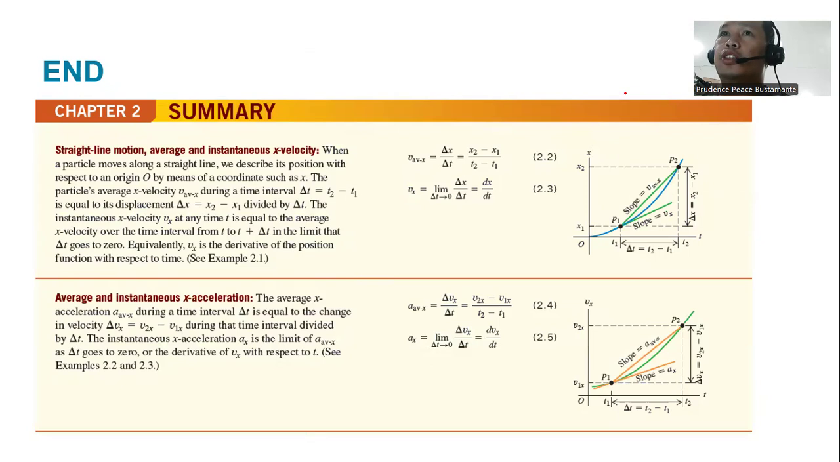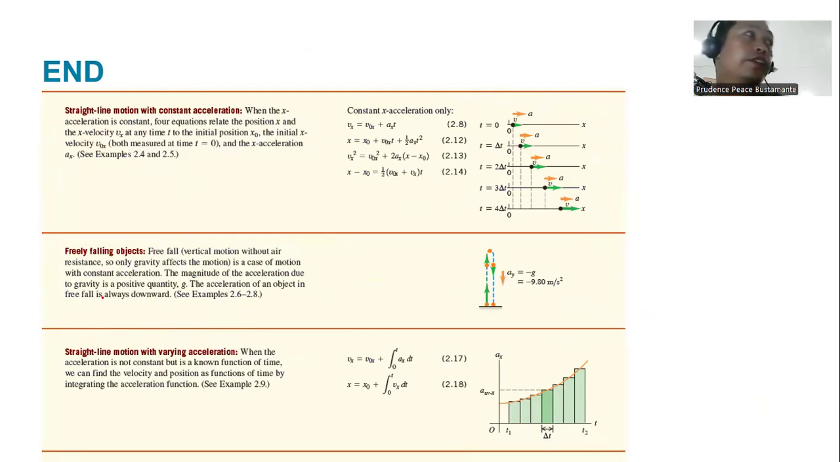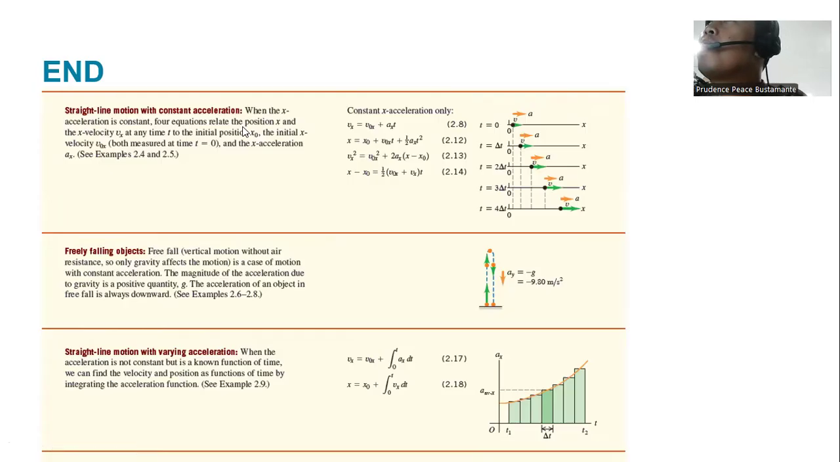So we already discussed the straight line motion, average and instantaneous velocity, the average and instantaneous acceleration. We calculated the straight line motion with constant acceleration, the free falling objects, and the straight line motion with varying acceleration. Okay, that's all. Thank you, everyone.